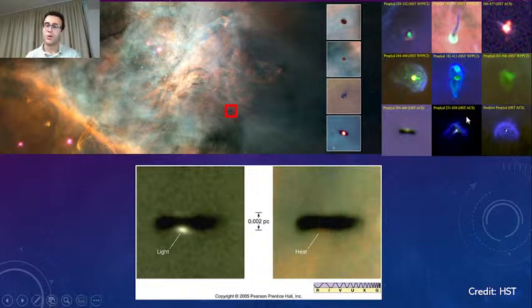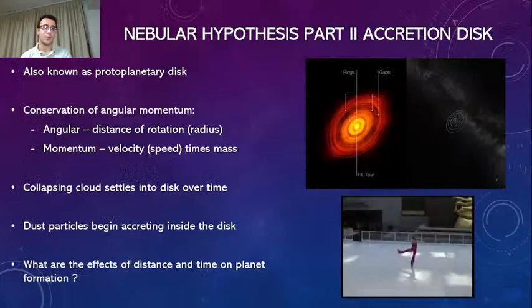And here are more of what we call proplyds. So it's when you have little bubbles of gas and dust that begin to collapse. So that's what they're called. Now, again, back on the question of why doesn't just the whole cloud collapse to form a star? Well, what happens instead is you get a protoplanetary disk around the star. And this has to do with the conservation of angular momentum.